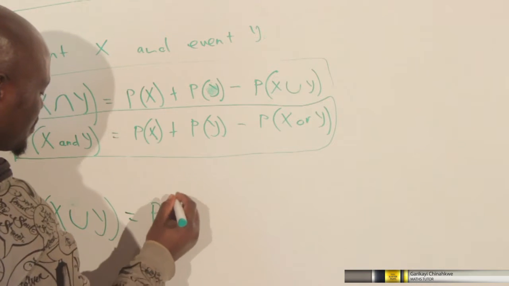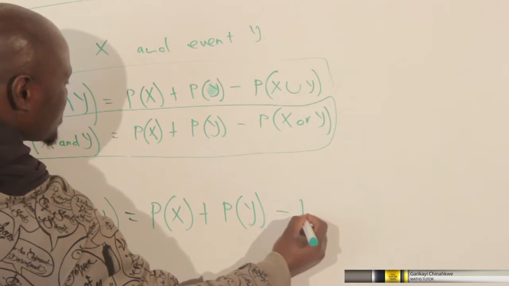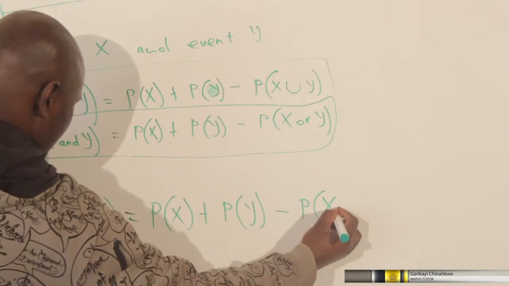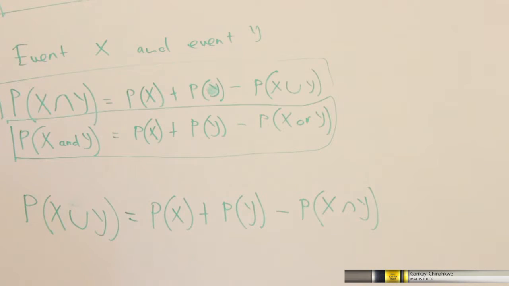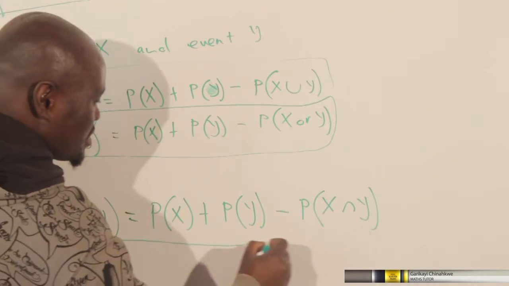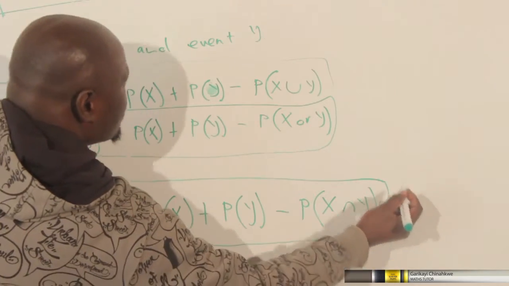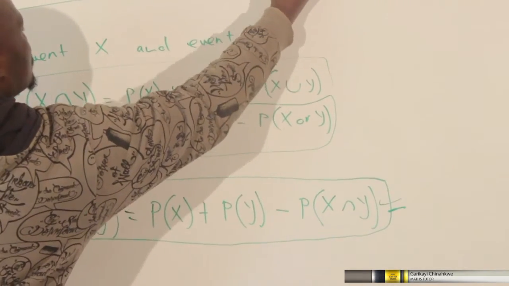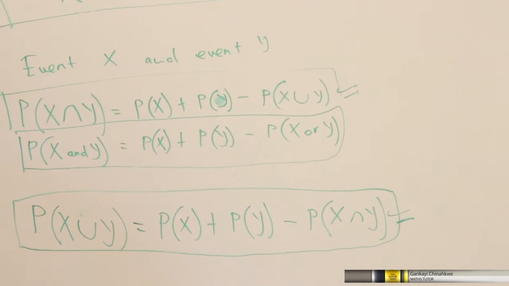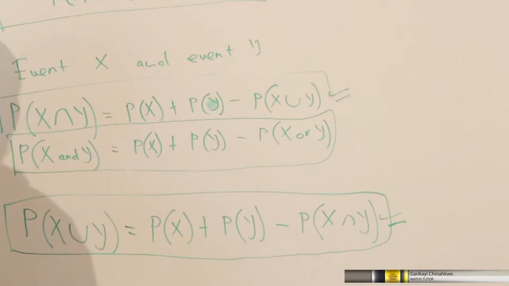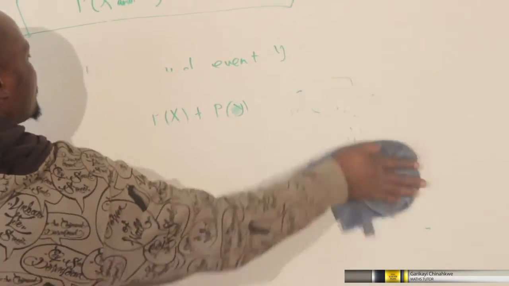It is the same as probability of x plus probability of y minus probability of x intersection y. You must recall this. Let me just check them. This is most important, and this one as well, and this one as well. These you must recall them. Let me just erase everything and rewrite them so that you familiarize yourself with these two formulas for probability.